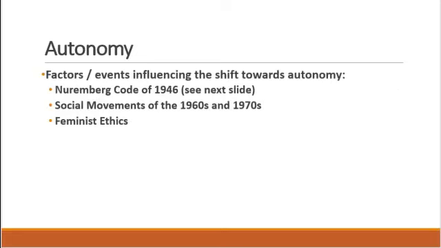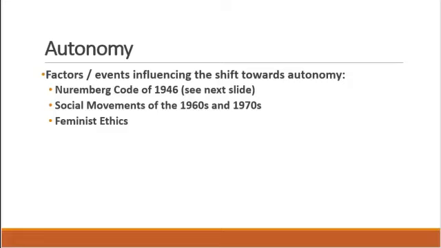All right, why have we had this shift in autonomy? Like I said earlier, physicians used to have the right to do whatever they wanted, and patients had very little rights. There are many factors that have influenced the shift, and we're going to talk about just a few of them. The Nuremberg Code of 1946.